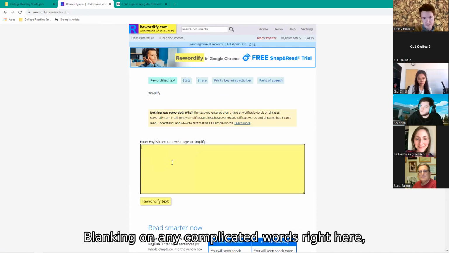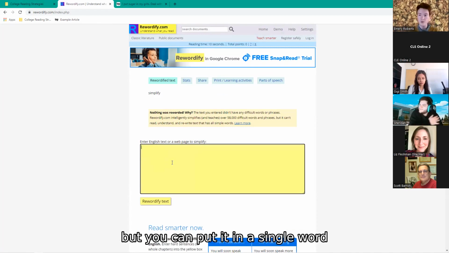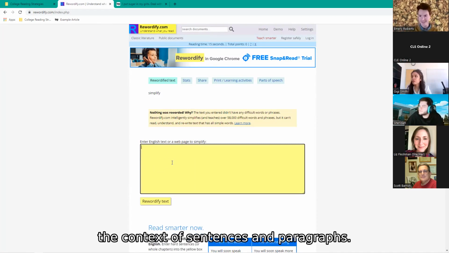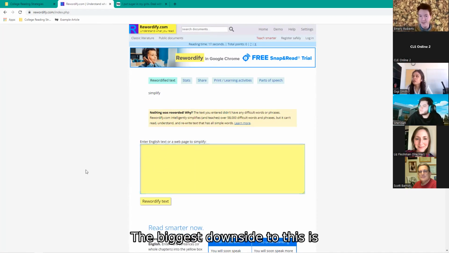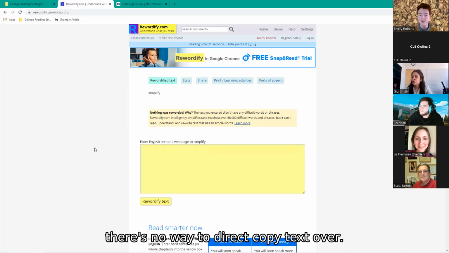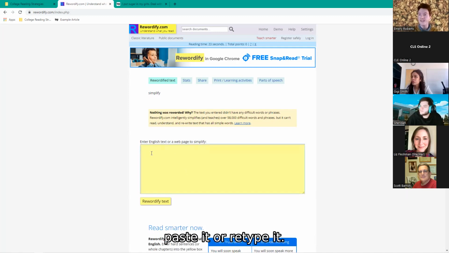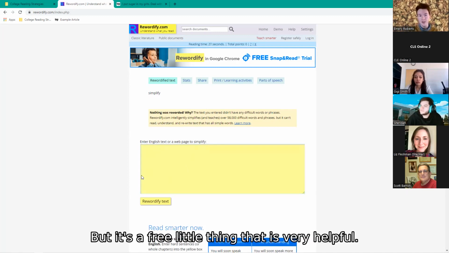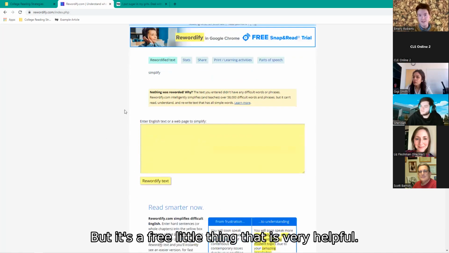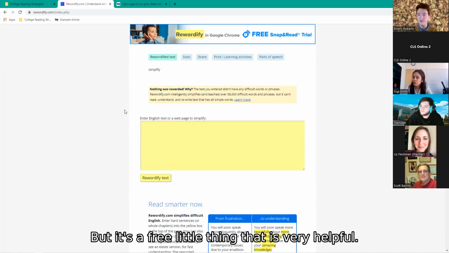I'm blanking on any complicated words right here, but you can put in a single word and it will replace it. It works best within the context of sentences and paragraphs. The biggest downside to this is there's no way to direct copy text over, so you do have to either copy paste it or retype it. You can't upload a document into here. But it's a free little thing that is very helpful.